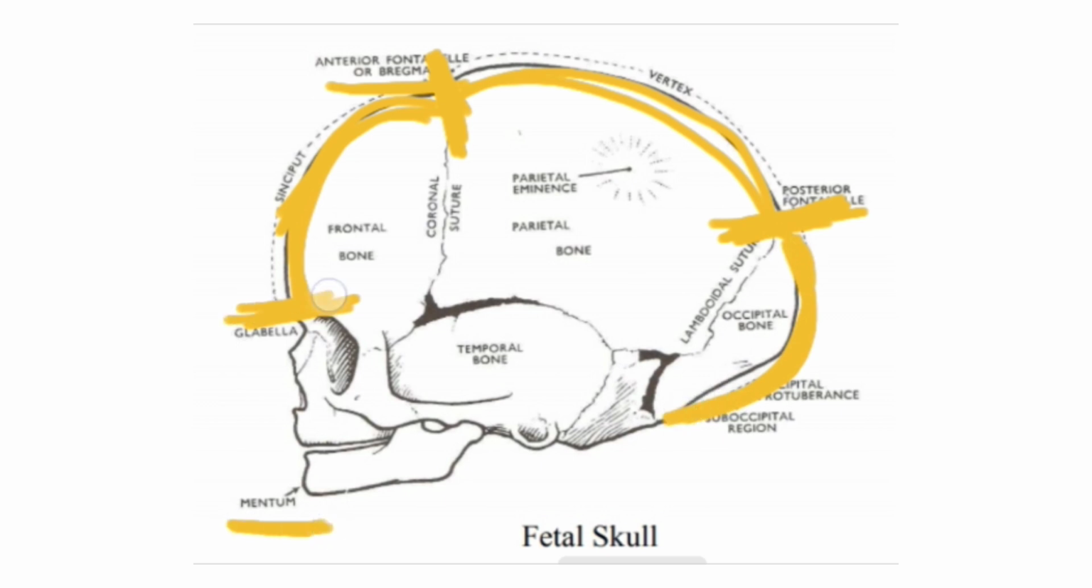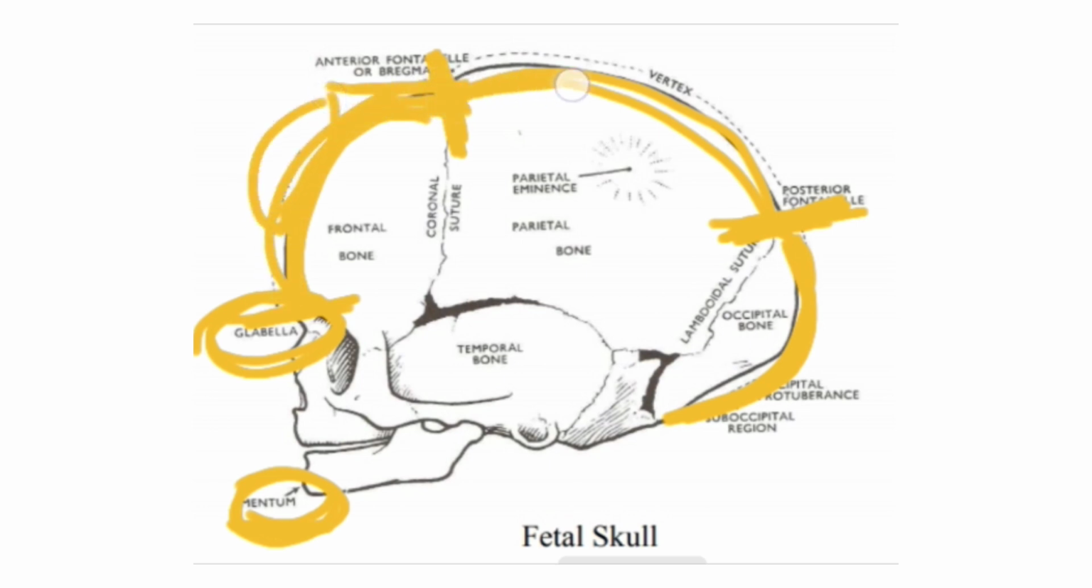Mentum, glabella. This whole region is not called mentum or glabella. Only this part is known as mentum and this part is known as glabella. From the eyebrow to the anterior fontanelle, this whole part is known as sinciput and this whole part is known as vertex, and from here to here this whole is known as occiput. Mentum, glabella, sinciput, vertex, occiput.